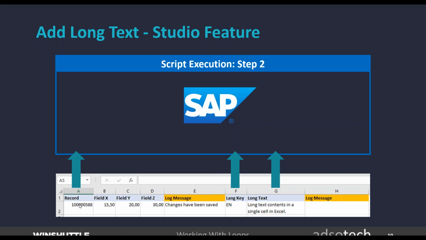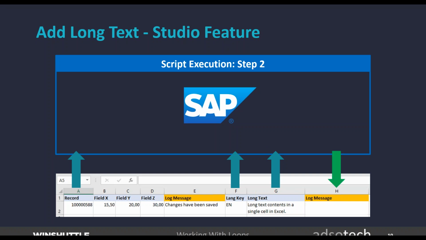This is the reason why you can't add long text objects using this feature to any creation script, because when you are creating something, you don't yet know the record number. But for the long text upload, we need to know the record number so that we can tell SAP to attach the long text to this specific record in SAP.